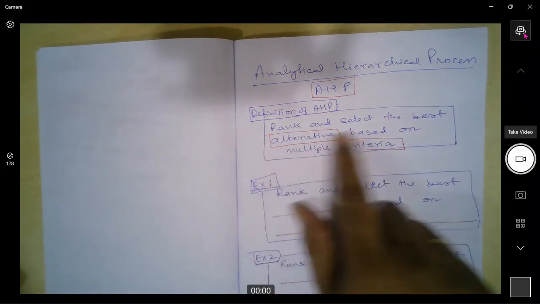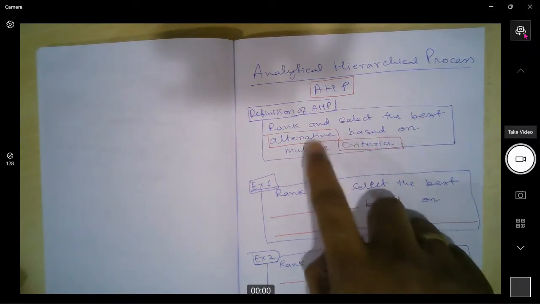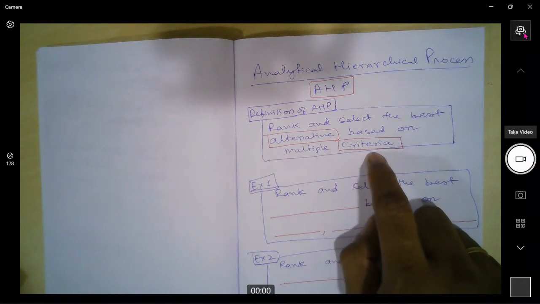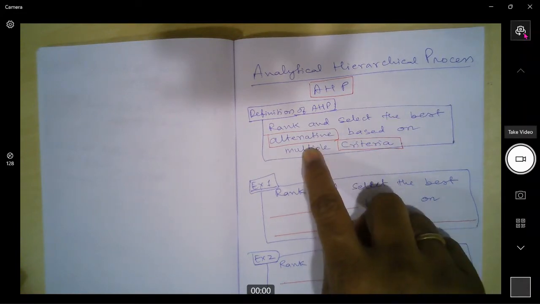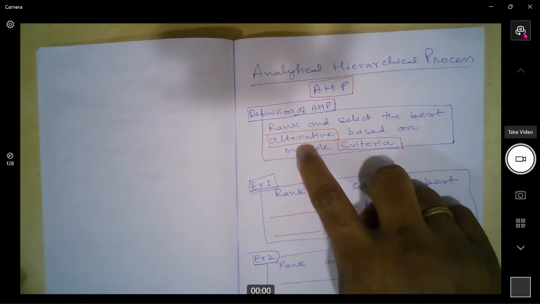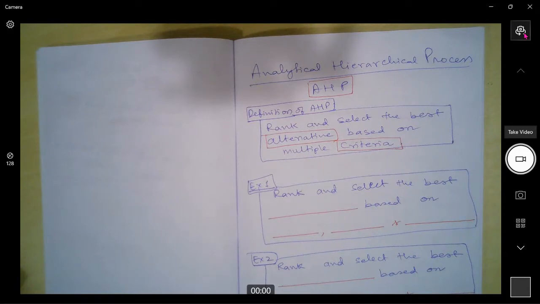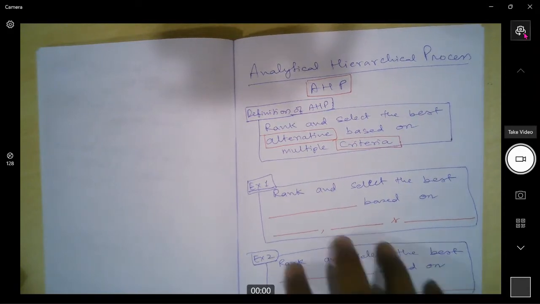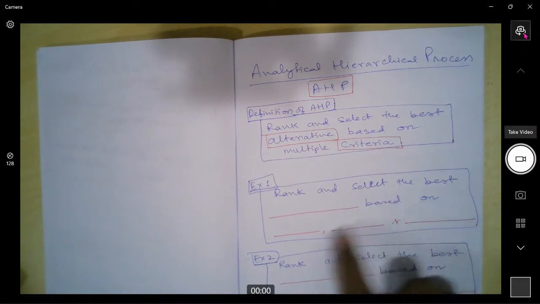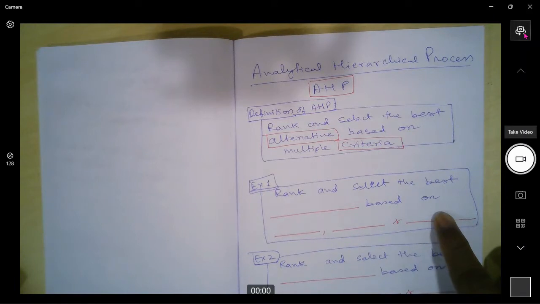The keywords are alternatives and criteria, so remember these. What are the alternatives you have, and what criteria will you use to evaluate those alternatives, and finally come to a decision. In fact, you will be ranking the alternatives and selecting the best. Maybe examples will help you understand. Rank and select the best dash based on dash. This is the alternative, and these are the criteria.